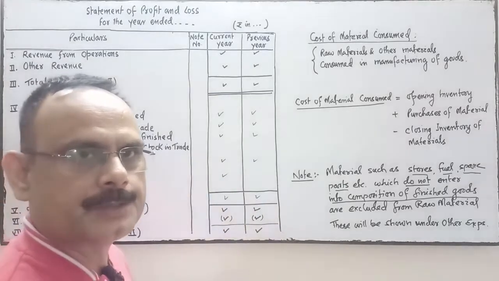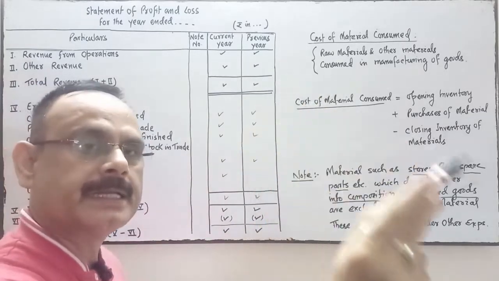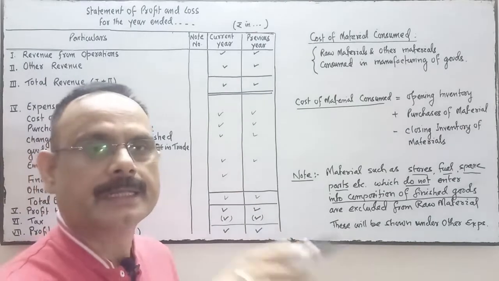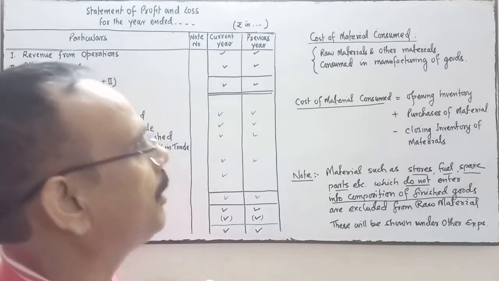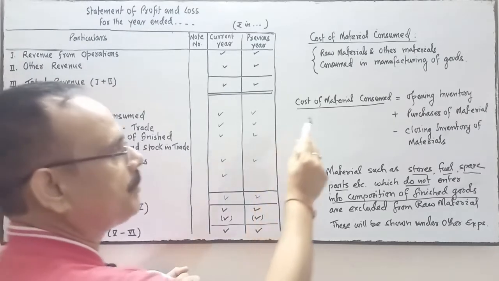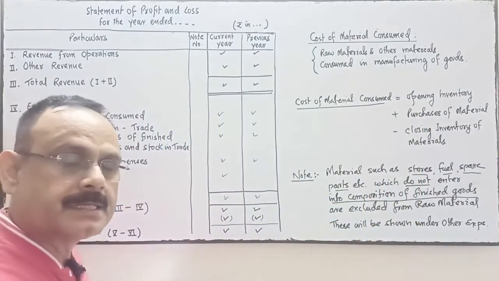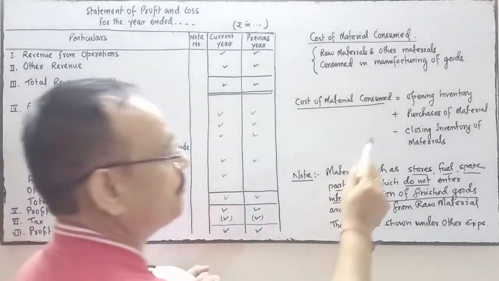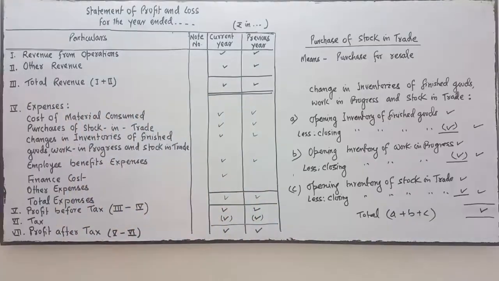Cost of material consumed means raw material and other material which are used or consumed in the manufacturing of finished goods. Cost of material is equal to opening inventory of raw material plus purchase of raw material minus closing inventory of raw material.